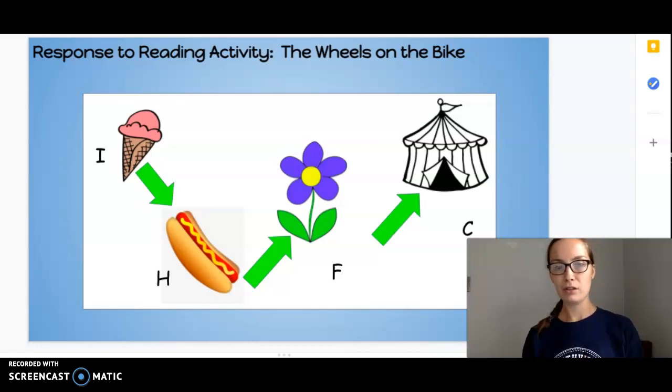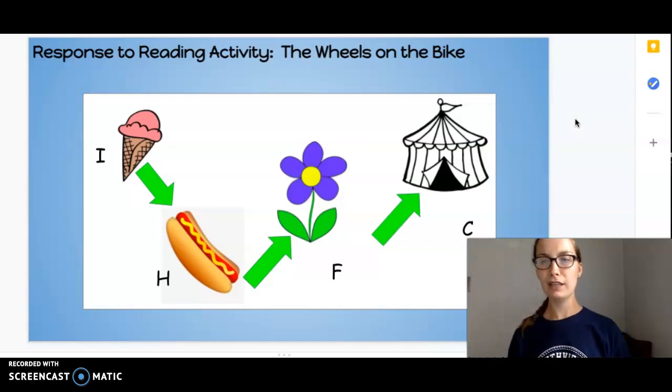in the story. So for example, when I read the story, I remembered that the bike drove past an ice cream shop, and a hot dog stand, and a flower shop, and then it ended up at the circus. So those are the things that I remember and that I put into my map. So it's your turn to remember what you read from the story.